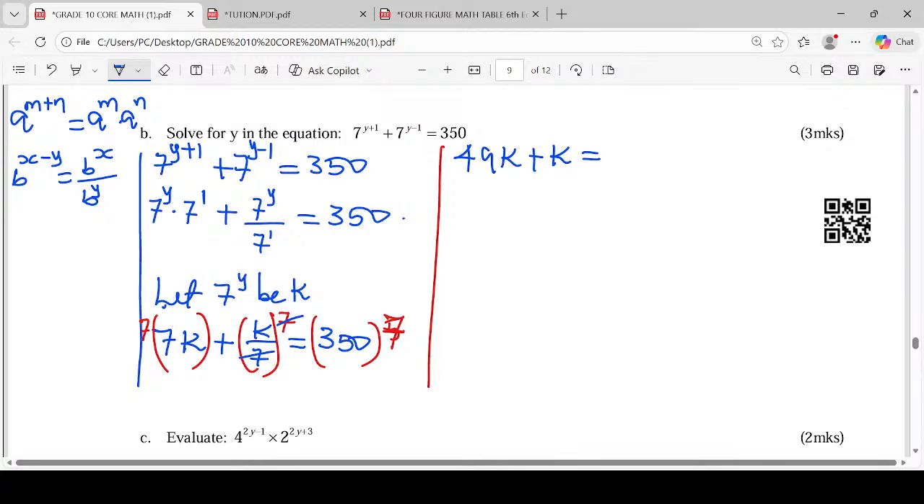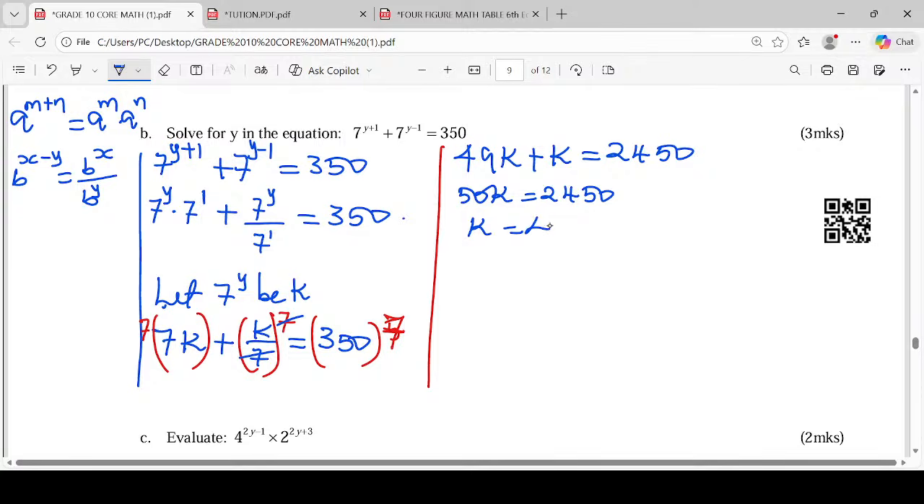Being equal to, when you take 350 and multiply by 7, you get 2450. This one will become equal to 2450. 49k plus k, that will be 50k, is equal to 2450. What's the value of k? When you take 2450, you divide by 50, this is 49.